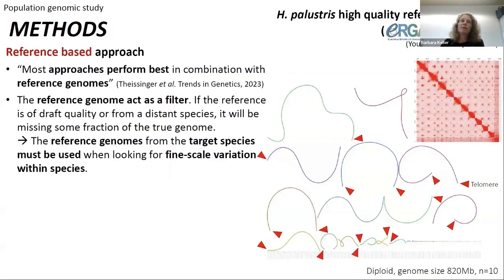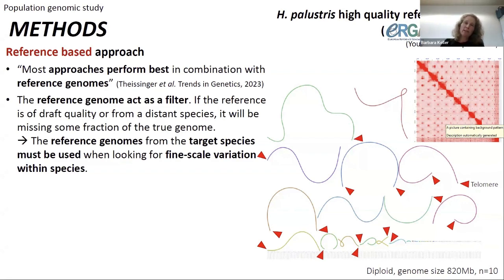I don't have to tell you that reference-based approaches are the best to use. As reference genomes act as a filter, it's very important to use high-quality reference genomes, ideally from the target species, especially if one looks at fine-scale variation as we did in our study. And here you see our high-quality reference genome that we made with ERGA.